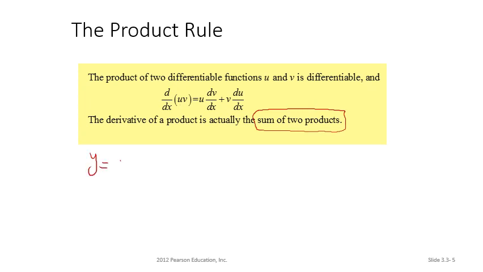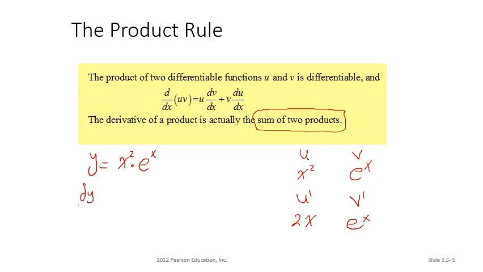If y is equal to x squared e to the power of x, I can't simplify this function and write it as one function, or one term of x. It's two functions actually. So I'm going to write u and v. u is the first function, which is x squared here, and v is the second one, which is e power x. How can I find the derivative of x squared? The derivative is 2x. And the derivative of e power x is e power x.